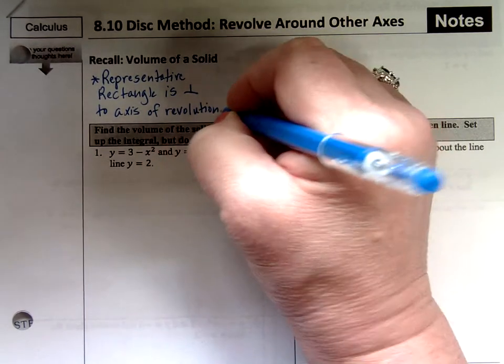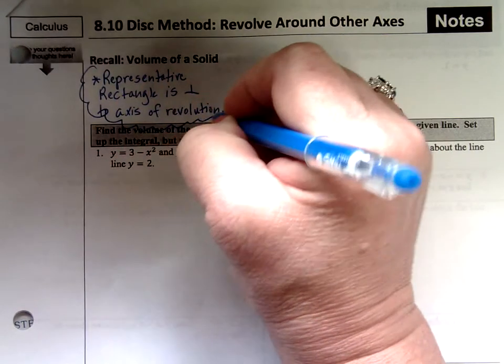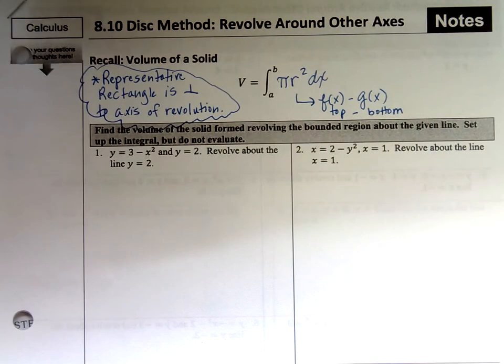And I'm sure you've seen this in the other videos. So that representative rectangle has to be perpendicular to whatever you're revolving around. So if you're revolving around the x-axis, then it's going to be vertical. If you're revolving around the y-axis, it's going to be horizontal. And again, I think we've talked about that previously.